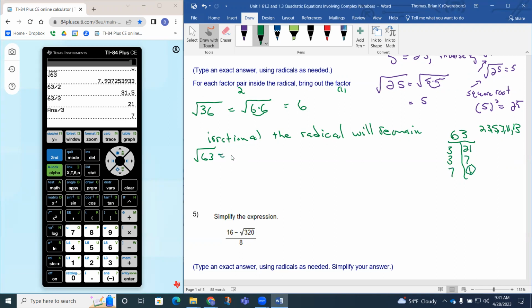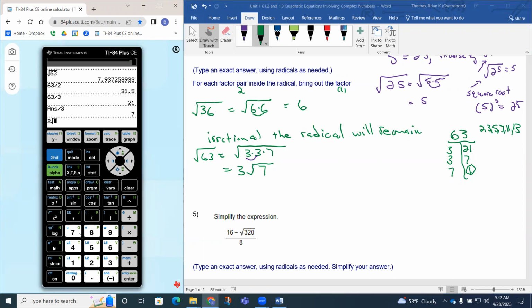So what I'm allowed to do with the square root of 63 is write it as a factorization: 3 times 3 times 7. And remember, for every factor pair, notice how there's a pair of 3s. That means I can bring one 3 outside the radical. But notice how that 7 remains inside the radical. So we have to leave that inside the radical. So our answer turns into 3 times the square root of 7. If we type into our calculator 3 times the square root of 7, it should give us the same thing as the square root of 63. But this is considered what they describe as simplified.